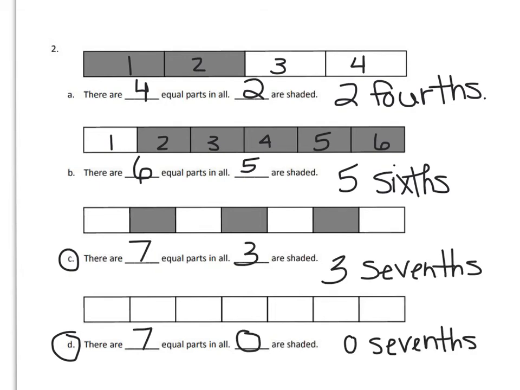All right, so now check your work with my answers that I have on the screen. There are 7. Let me get my tool out. There are 7 equal parts and 3 are shaded. So I could even write that as 3/7. For 2D, there are 7 equal parts in all and 0 are shaded. 0/7. I'm going to get into 0/7 a little bit more in the next couple weeks about why that is not a fraction. But for now, it's okay for you to write 0/7.